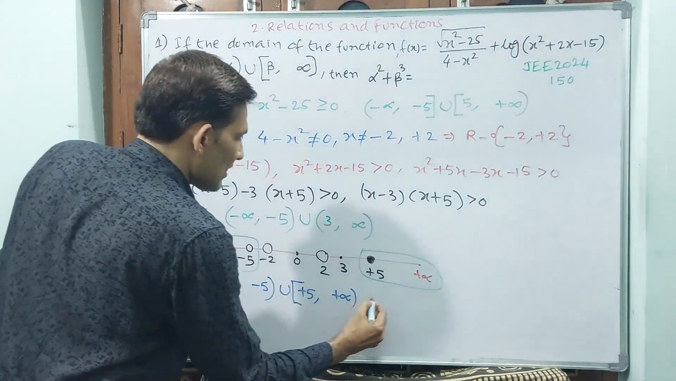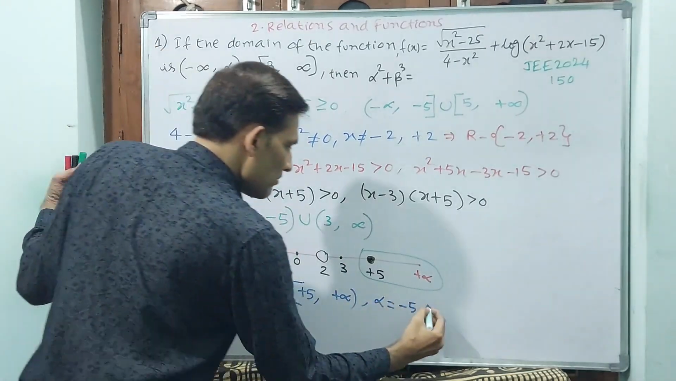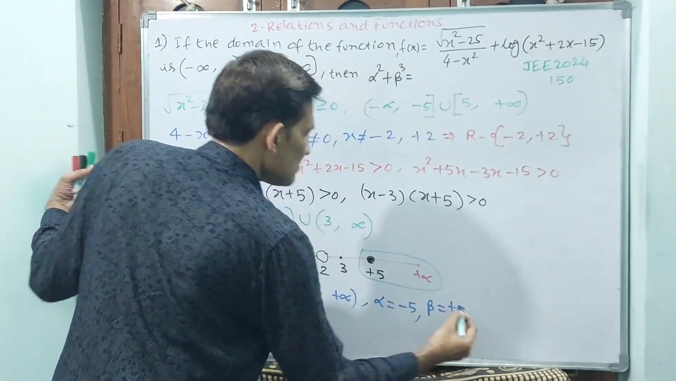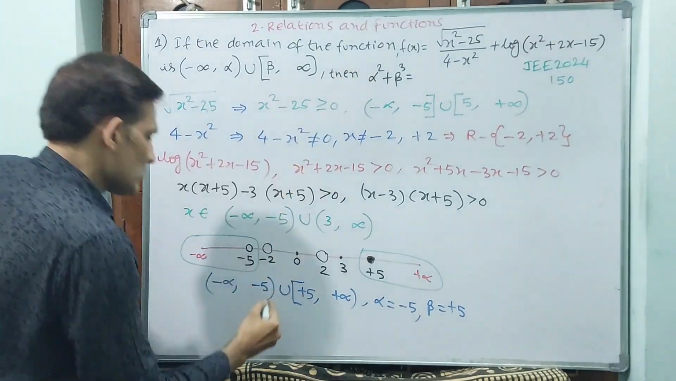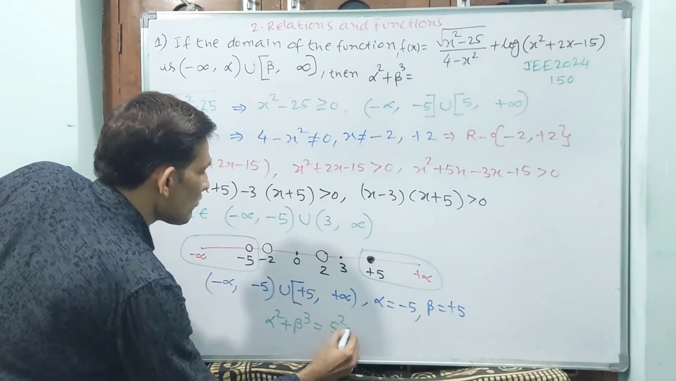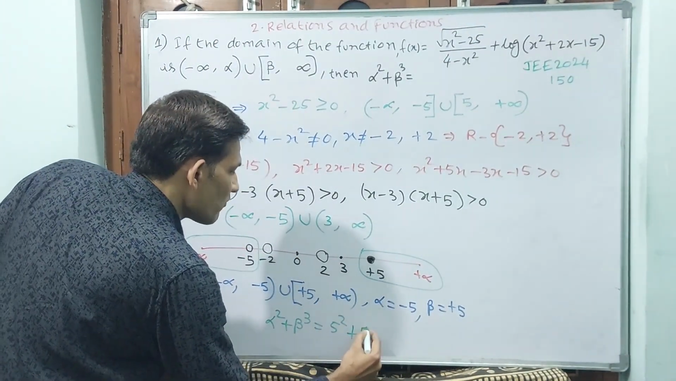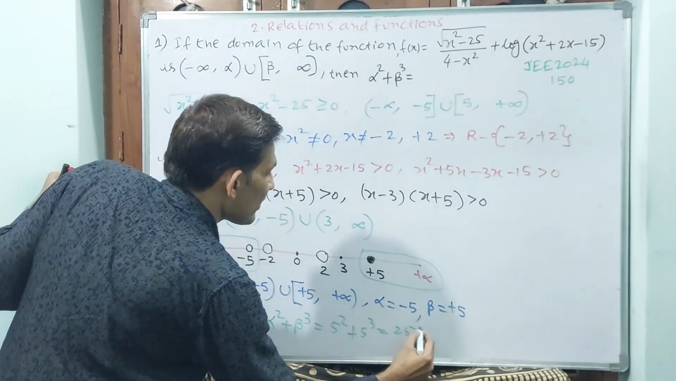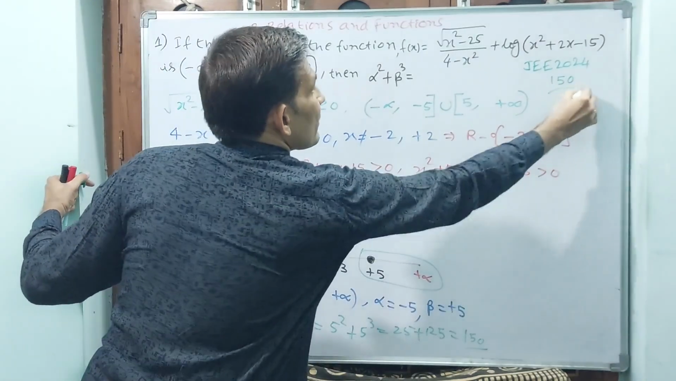Matching. Then what is alpha? Alpha will be minus 5. What is beta? Beta will be plus 5. Now what do you require? I require alpha square plus beta cube, that is minus 5 square plus 5 cube. Both are same when you square: 25, plus 5 cube, 125, that is equal to 150.